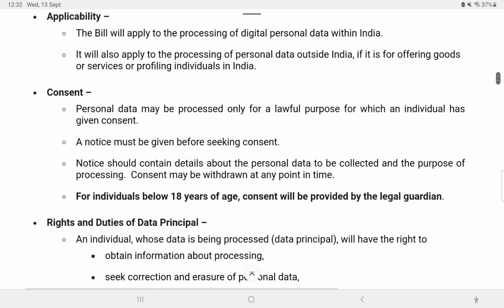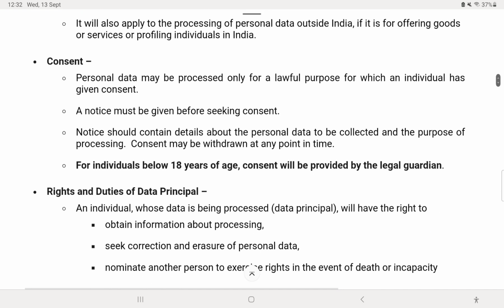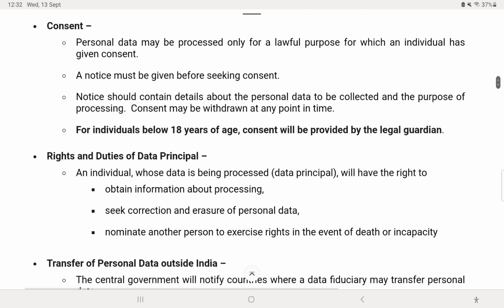Second, consent. Consent of the particular persons whose information is being used is needed. If the person is less than 18, then the consent of the legal guardian should be obtained. That is what they are saying. And if a person asks to remove their personal information, that should also be considered. So the erasure option, the right to be forgotten, is also mentioned in this act.